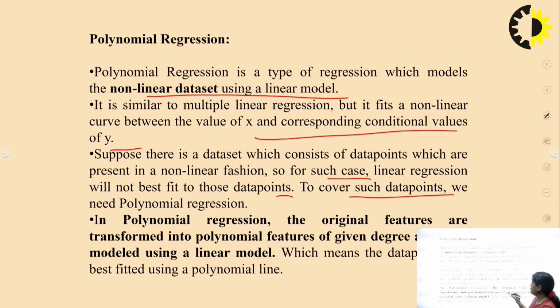In polynomial regression, the original features are transformed into polynomial features of a given degree and then modeled using a linear model. That's why the definition of polynomial regression is that it models a non-linear data set using a linear model only. It maps the data points which are best fitted using a polynomial line only.